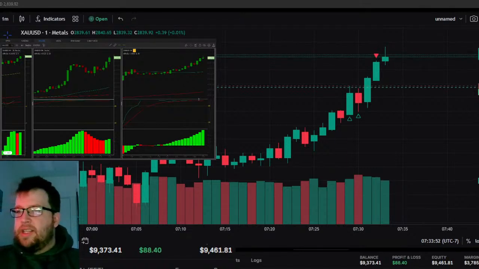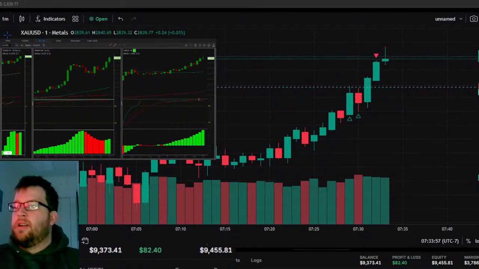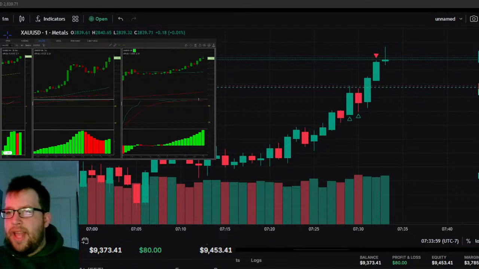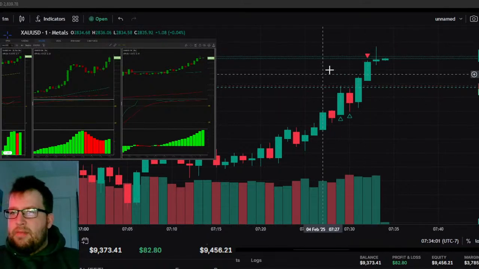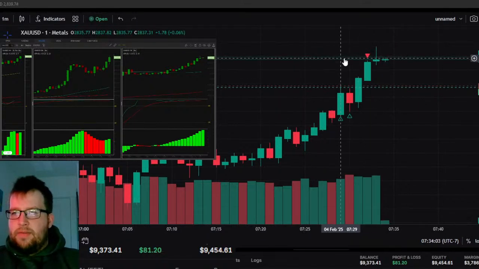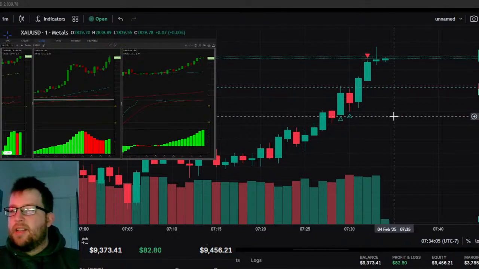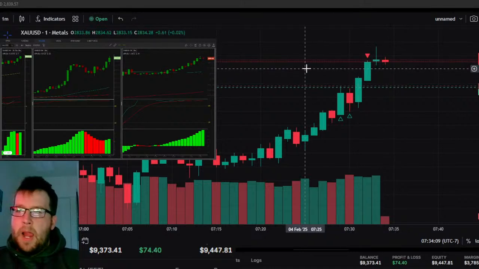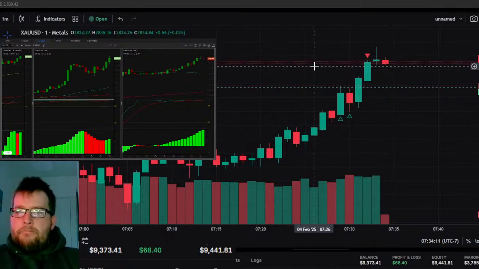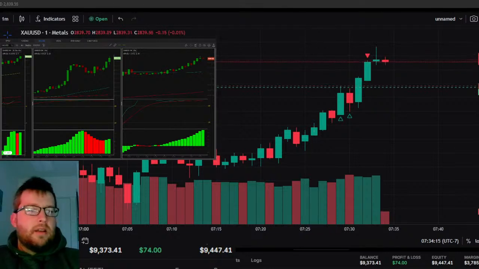Something that I need to do is figure out how, on TradeLocker, to make it so just my take profit only sells half. That way I don't have to have two separate trades going. That would be nice.